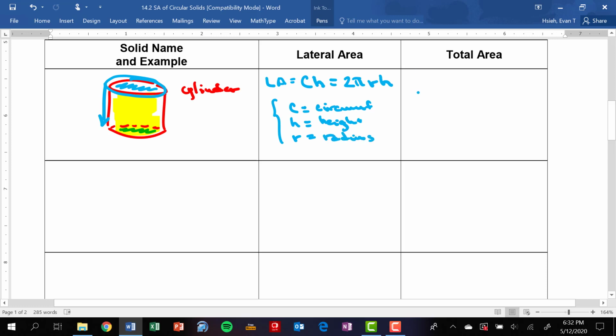The total surface area of a cylinder is just going to be the lateral area, plus you have to think about how many bases there are in this particular figure. In this case, there are 2 bases, so we add 2 of the circles, one on top, one on the bottom.